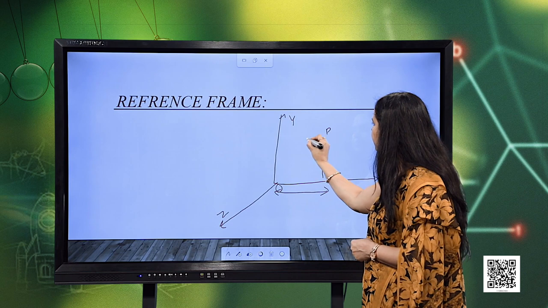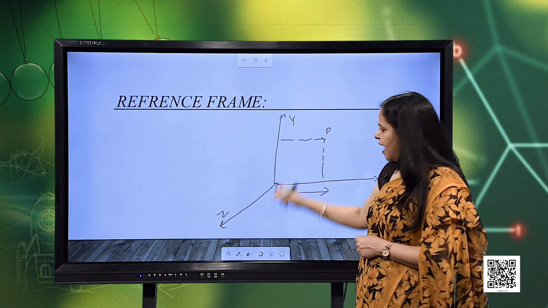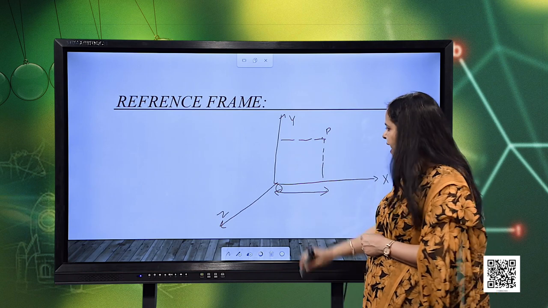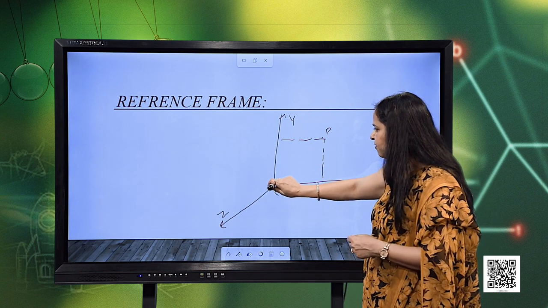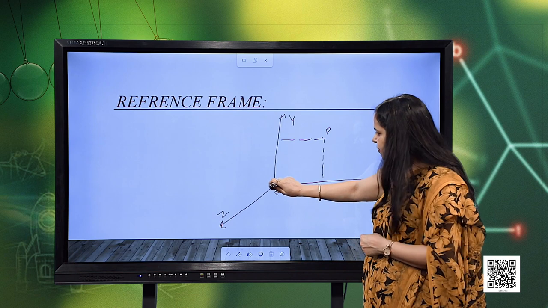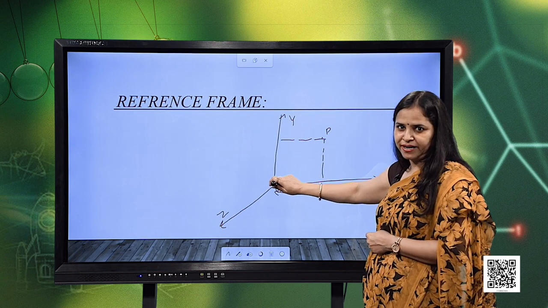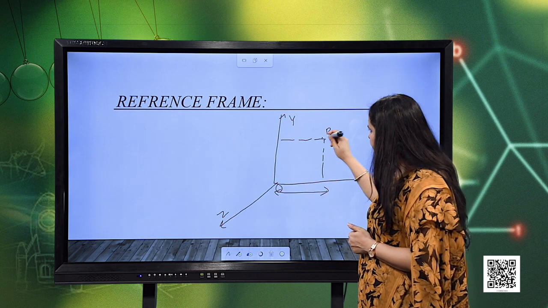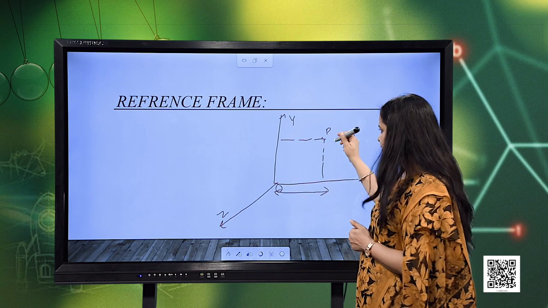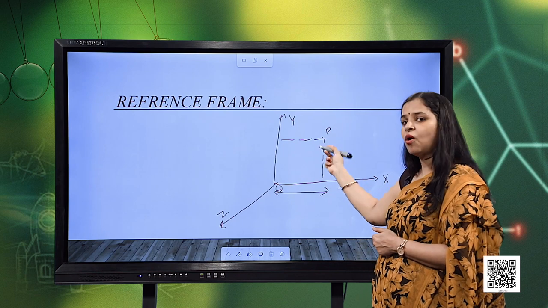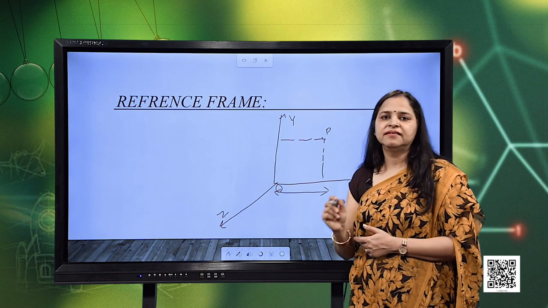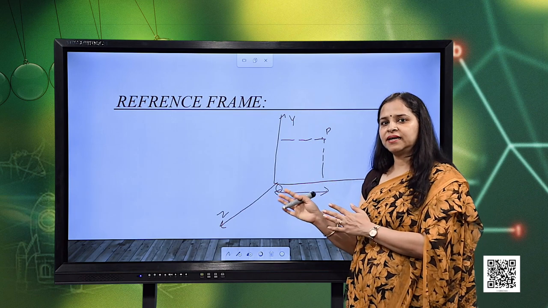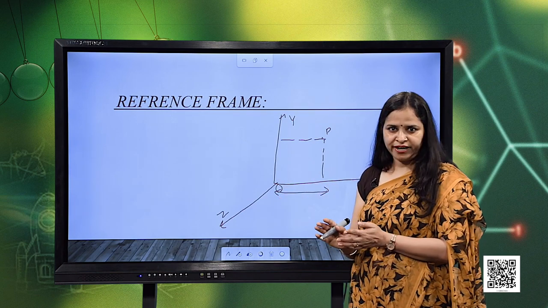Similarly, we drop the perpendicular on the y axis and this length gives the y coordinate of this particle. And similarly on the z axis, which will be perpendicular to the plane, either outwards or inwards. When we drop the perpendicular from this particle on the z axis, we get the z coordinate. So this is how we specify the position of the particle in any reference frame.